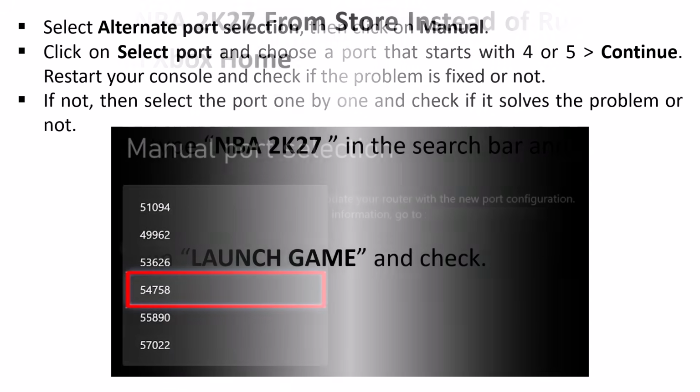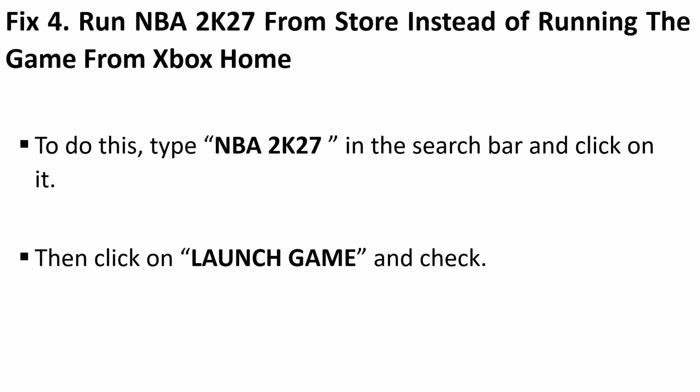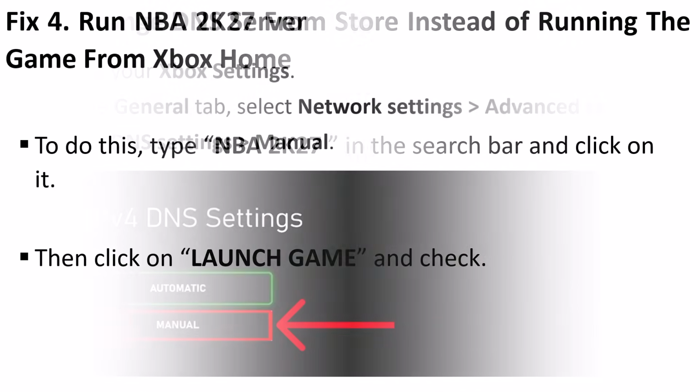Fix 4 is to run NBA 2K27 game from store instead of running the game from the Xbox home. To do this, type NBA 2K27 in the search bar and then click on it and then click on launch game and check if that helps or not.